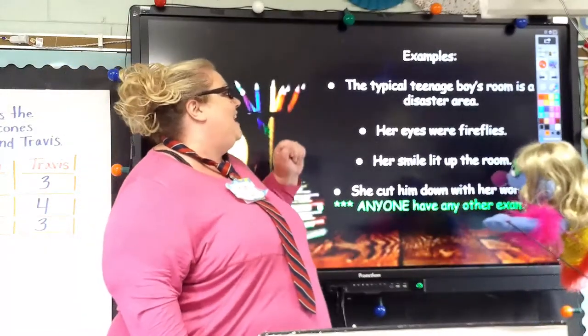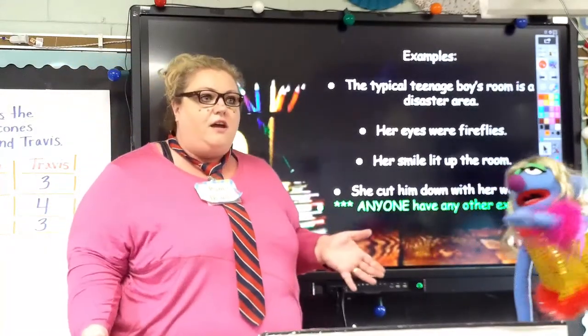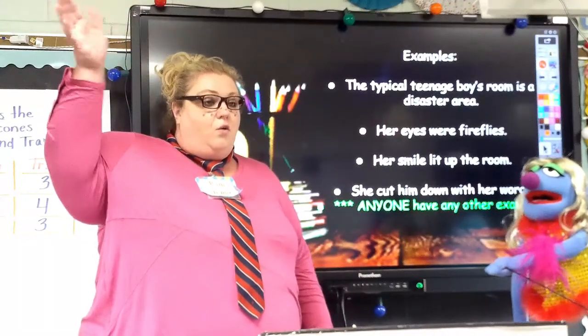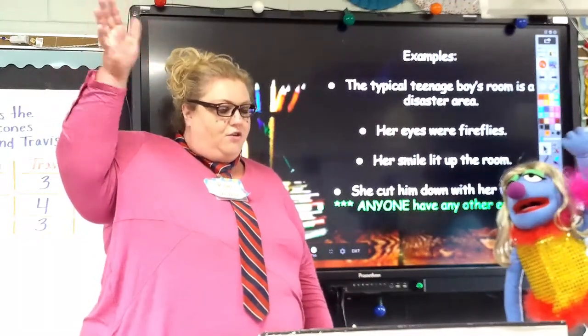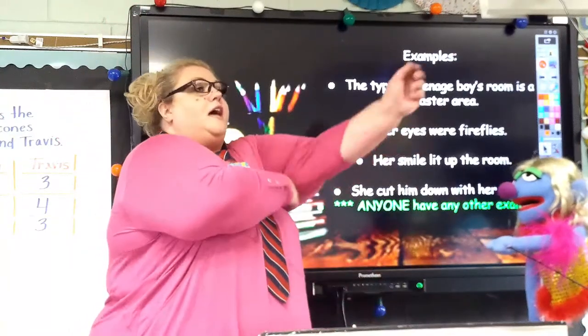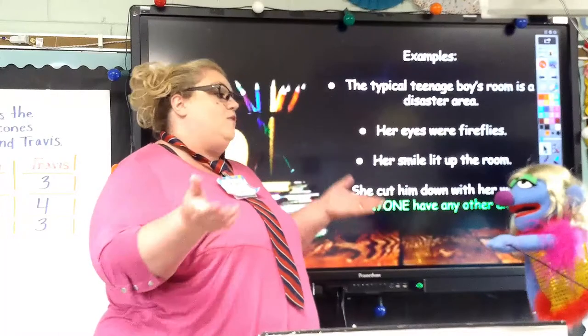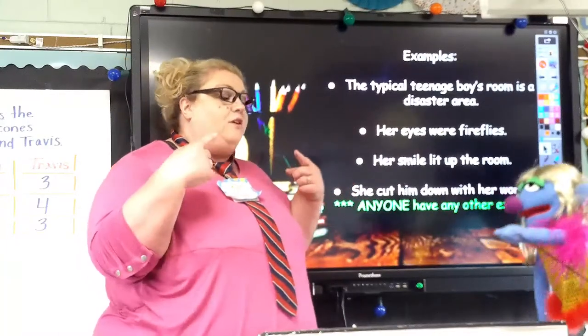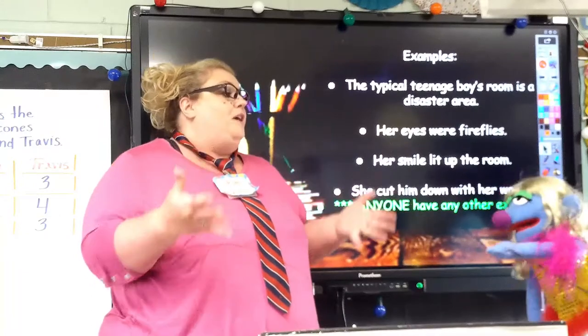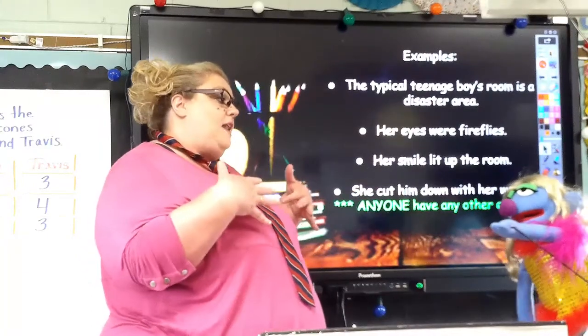The typical teenage boy's room is a disaster area. Raise your hand if you're a teenage boy and you have a disaster area, or a girl. My daughter's room is a disaster. But it's not literally a disaster area. A tornado did not literally come through. They're just comparing it. But you know in your brain, you can picture it. That's what figurative language helps us do. It gives us clearer pictures in our brain when we're reading and writing.